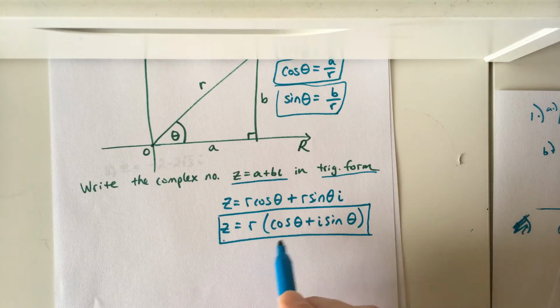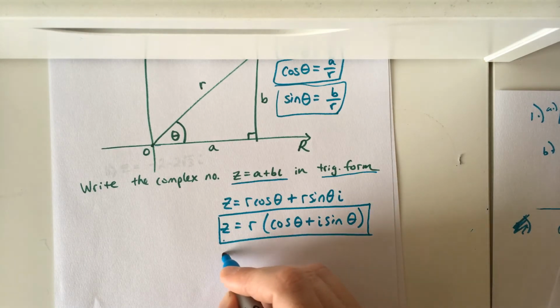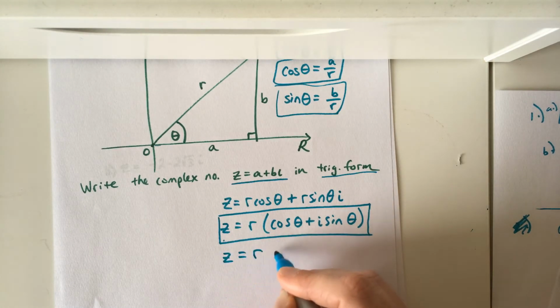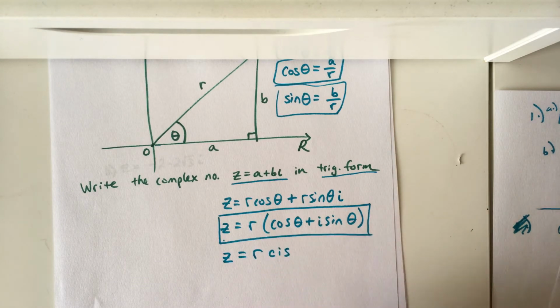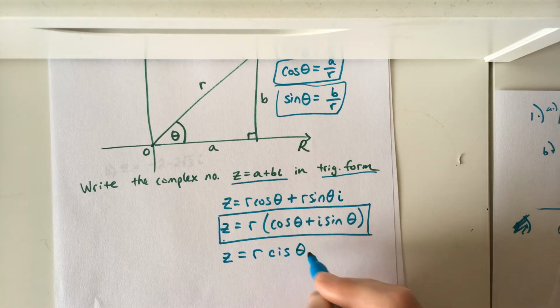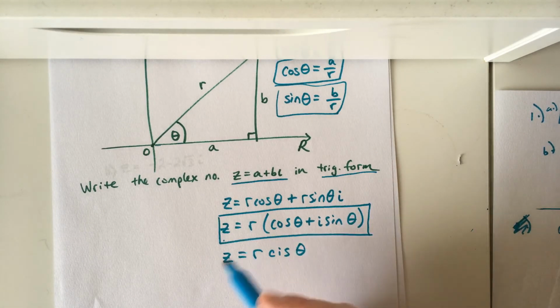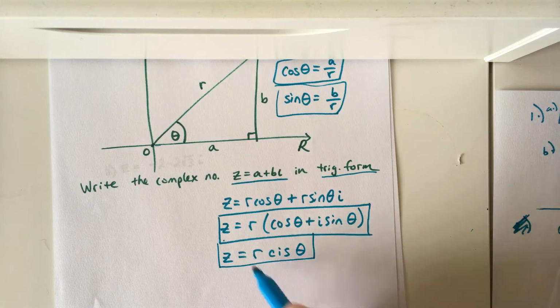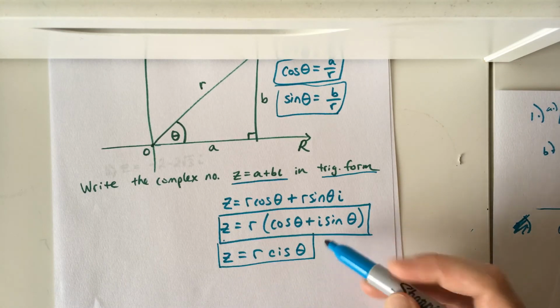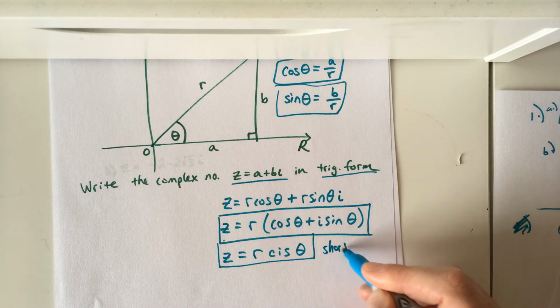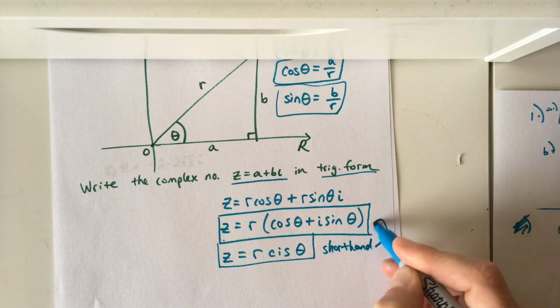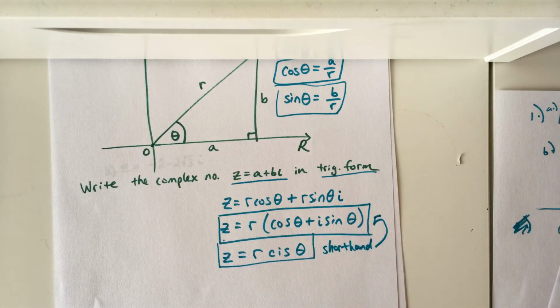Instead of writing out cosine theta plus i sine theta every single time, the simplified way to write this is just cis. I'm going to call that cis theta. So the complex number in trig form is equal to its radius times cis theta, which means cosine theta plus i sine theta. So I'm going to be using both of these, and this is just a shorthand way of writing the actual formula, which is this.